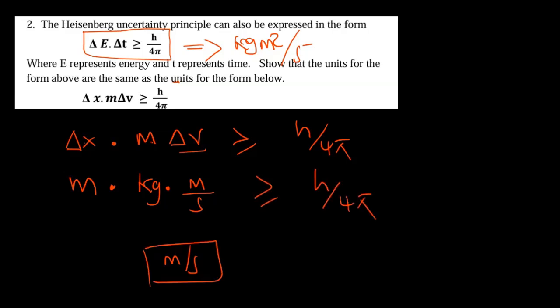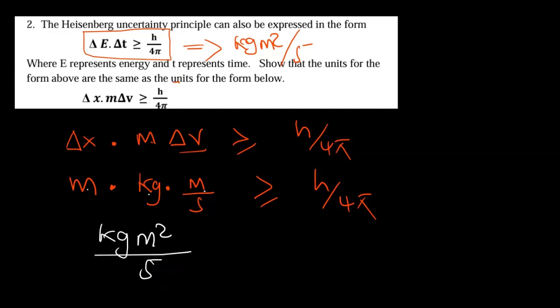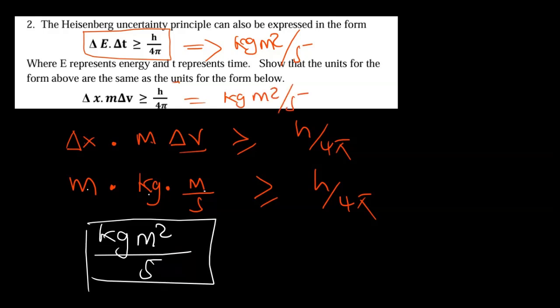So we see that on the left hand side here we're just going to have m multiplied by kg multiplied by m, which will give me kg m squared and then divided by s. From the second equation as well we are going to end up with kg m squared divided by s. So we've shown that the first equation and the second equation have basically the same units. That's how you show that one.